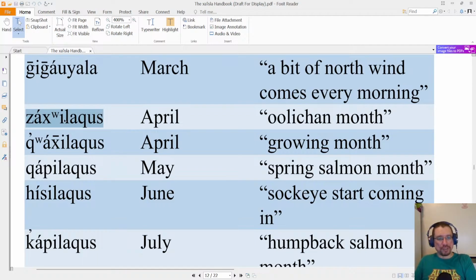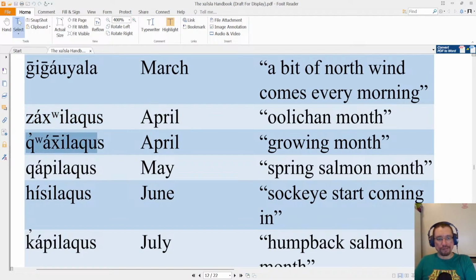Next up is xa'isla, and this is April. This is one name that we have for April. So xa'isla means Ulican month. Xa'huan means Ulican. Xa'isla means the time of Ulican.